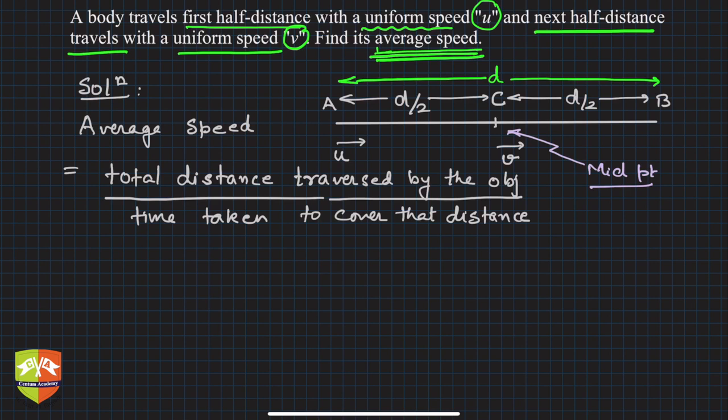So can I just assume that in the first part it takes t1 time, and in the second half it takes t2 time? I don't know what t1 and t2 are, so no problem. We will see if we can find the value. Otherwise, we'll see how to go about it. So t1 and t2 become the time taken for the first half and the second half. Now, what do we know from the physics point of view?